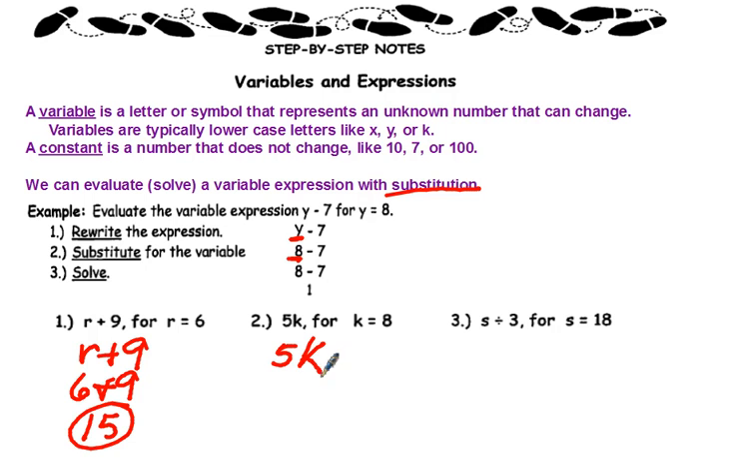5k means 5 times k. So you're going to have to put in your multiplication sign there, because you can't just put 58, that wouldn't be right. So you'd have to put the 5 times k. Now work it out and you get 40.